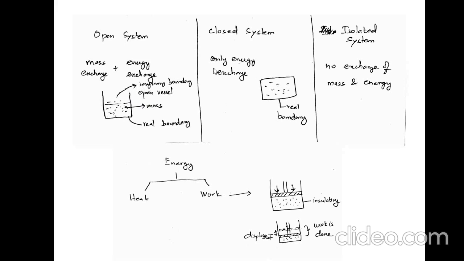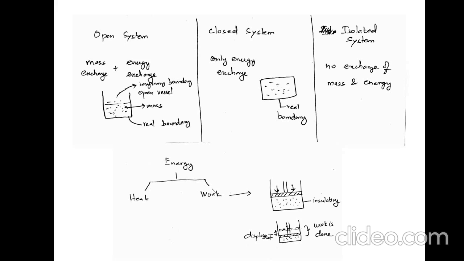Whereas in the case of a closed system, it is only energy exchange. Consider this is a closed vessel. We have a real boundary, there is no imaginary boundary actually. It is a closed system with a real boundary. We can't add any mass inside it, so there is no mass exchange. We can only exchange the energy. See, generally energy is transferred only in two ways, that is heat and work.